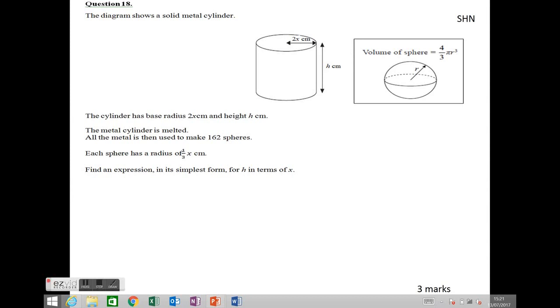This is for the Year 10 mock exam. This is paper 2, a calculator paper, and it's question 18. So we have a look at the question. We can see it's got something to do with volume because it's given us the volume of the sphere, and then we've got a cylinder here as well. So let's just have a quick read.